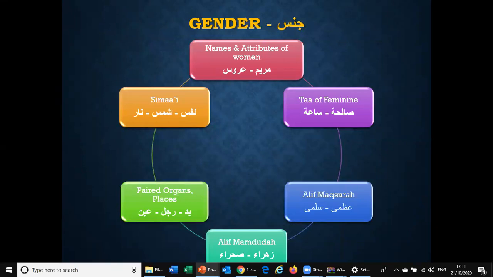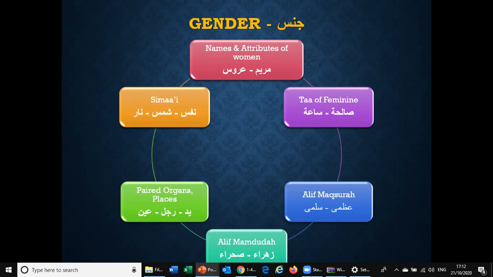And then we discuss the gender. Gender is jins, masculine or feminine. So each noun by default is a masculine noun, unless there is a reason to clarify that this is a feminine word. So in Arabic, every noun is by default a masculine word. So what are the reasons? The reason is whether the ism has been related to a feminine gender by default.